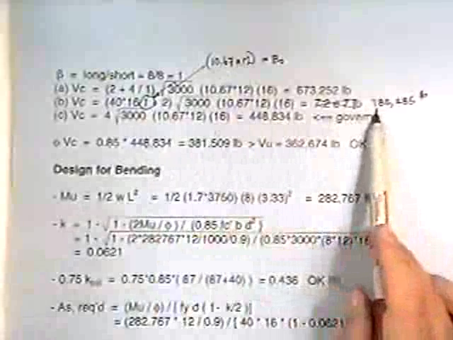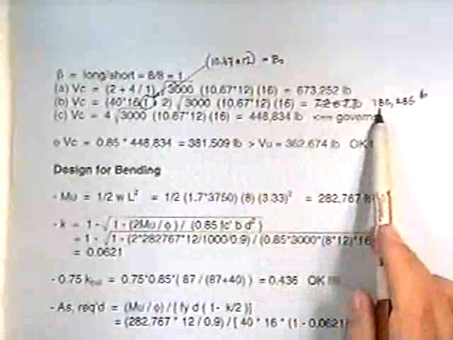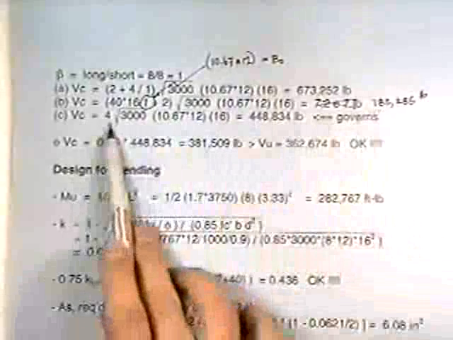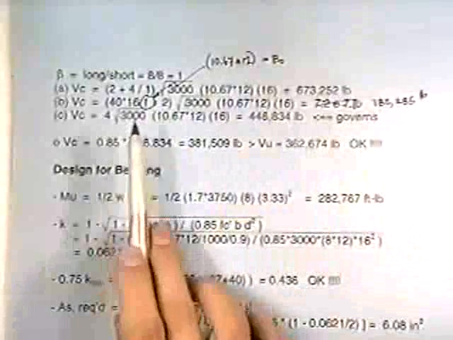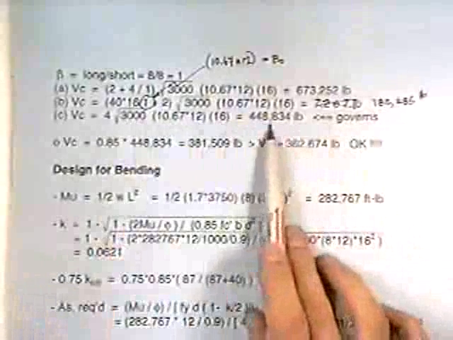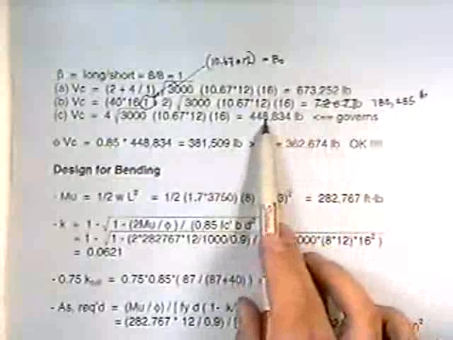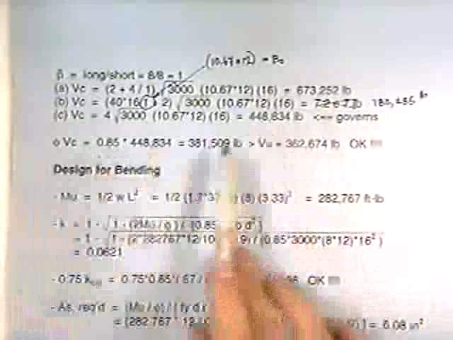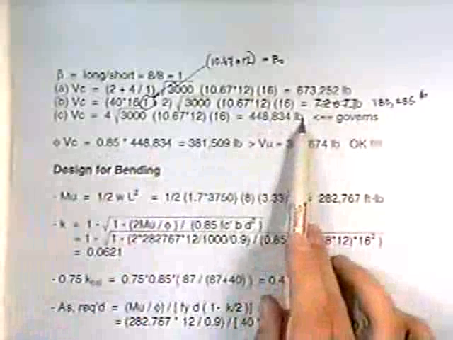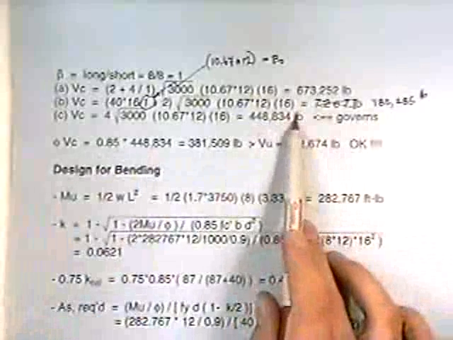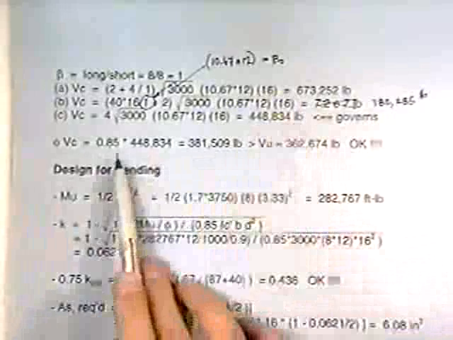So the final number over here turns out to be 785,000. The other criteria is 4 root f'c b d. This number is 448. The bottom one's the one that governs. This is our nominal capacity. Why does that one govern? Because it's the smallest one. The smallest one of the 3, that's the one that governs. That's the capacity.